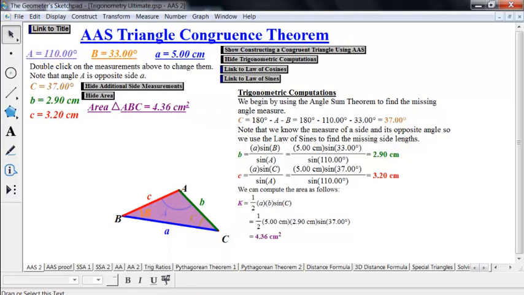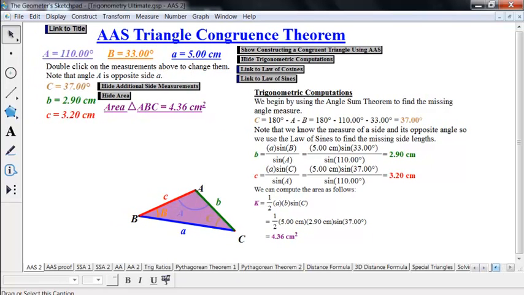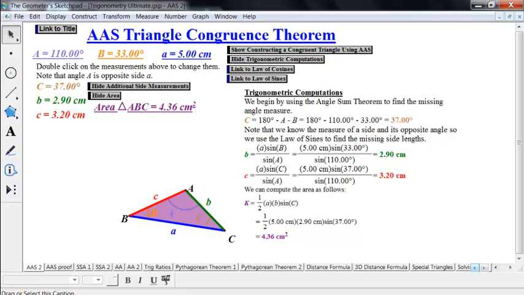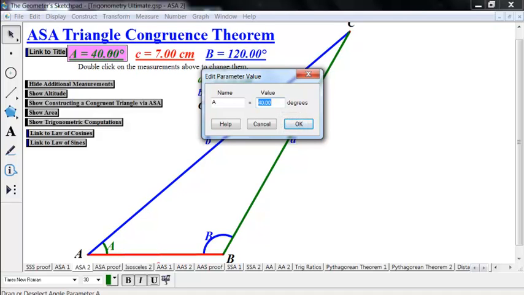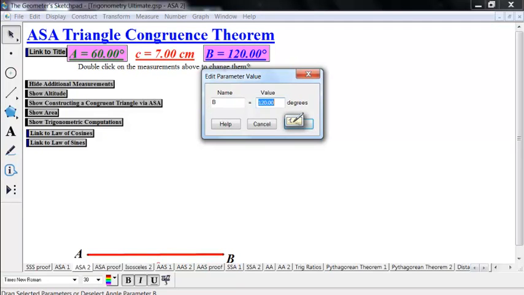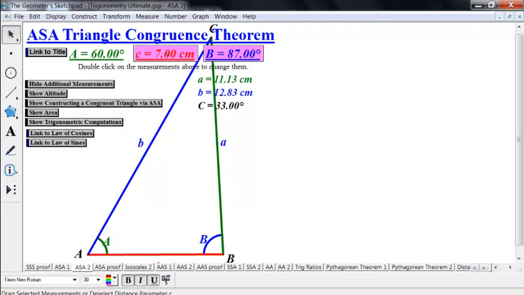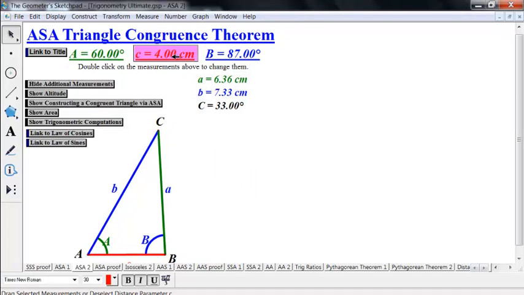Okay, so this one is angle side. If we do angle side angle, so notice this is angle side 2 on this and if I go to angle side angle 2, this one also inputs two angles, 60 degrees and 87 degrees, and the side between is 4 centimeters, and this draws it to scale here.